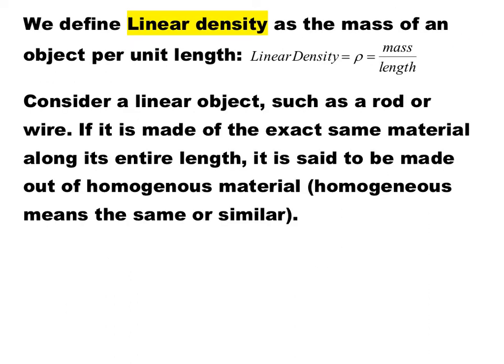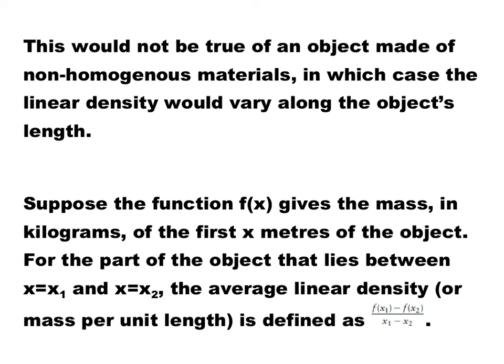The next definition is called the linear density, which is the mass of an object per unit length. The formula for linear density is given here, which is rho is equal to mass over length. Now, if your object is made up of the same material, then it is said to be homogeneous, since the mass of any length of the object is going to be a constant.